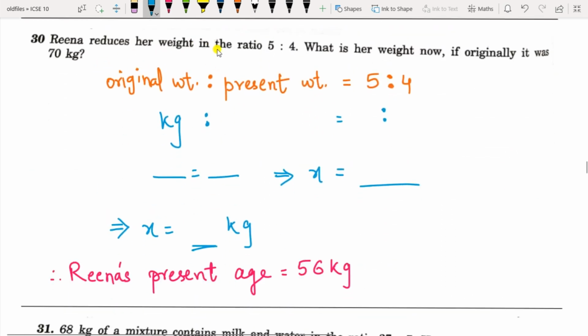Reena reduces her weight in the ratio 5:4. What is her weight now if originally it was 70 kg? So original weight is to present weight equal to 5:4. So original weight was 70 kg.